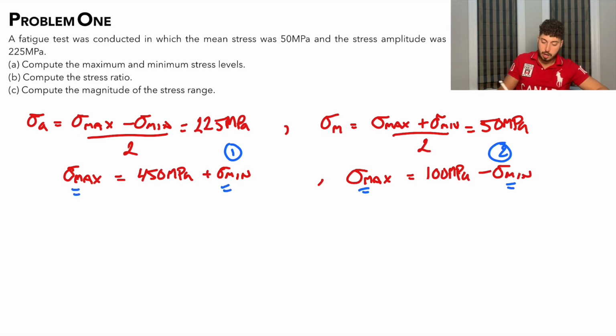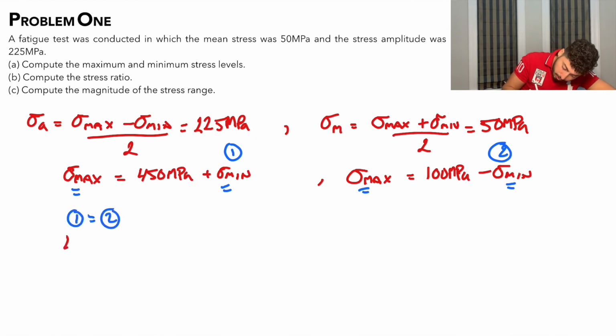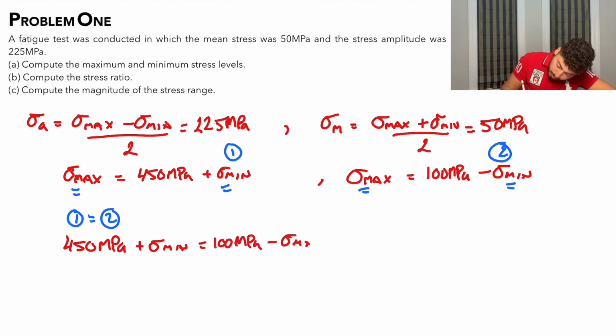So if we couple these two equations together or set them equal to each other, we can solve for a minimum stress and then perform backward substitution and solve for our maximum stress. So that's what we're going to do. So let's say that equation 1 is equal to equation 2 and set them equal. So 450 megapascals plus our minimum stress is equal to 100 megapascals minus our minimum stress. So after isolating for our minimum stress, you're going to get a value of our minimum stress is equal to negative 175 megapascals.